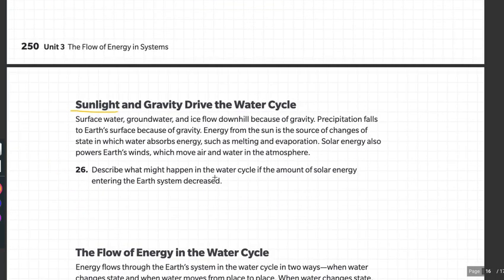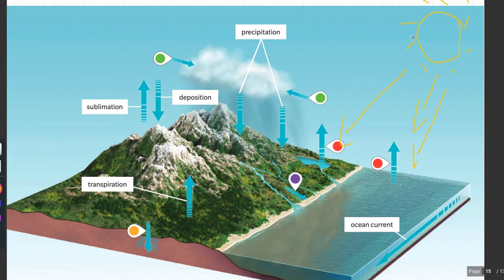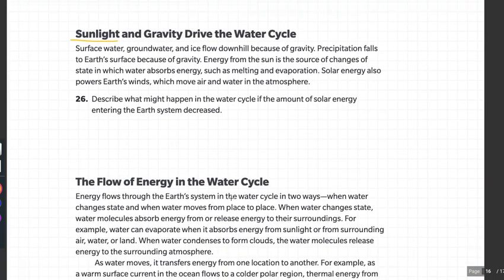Describe what might happen in the water cycle if the amount of solar energy entering the Earth system decreased. So this is if all of a sudden the sun disappeared, right? You wouldn't have a lot of these processes. You wouldn't have sublimation because there's nothing to really warm up the frozen ice. There's nothing to cause evaporation, right? These things are evaporating and sublimating because there's energy from the sun coming. So those processes would stop.